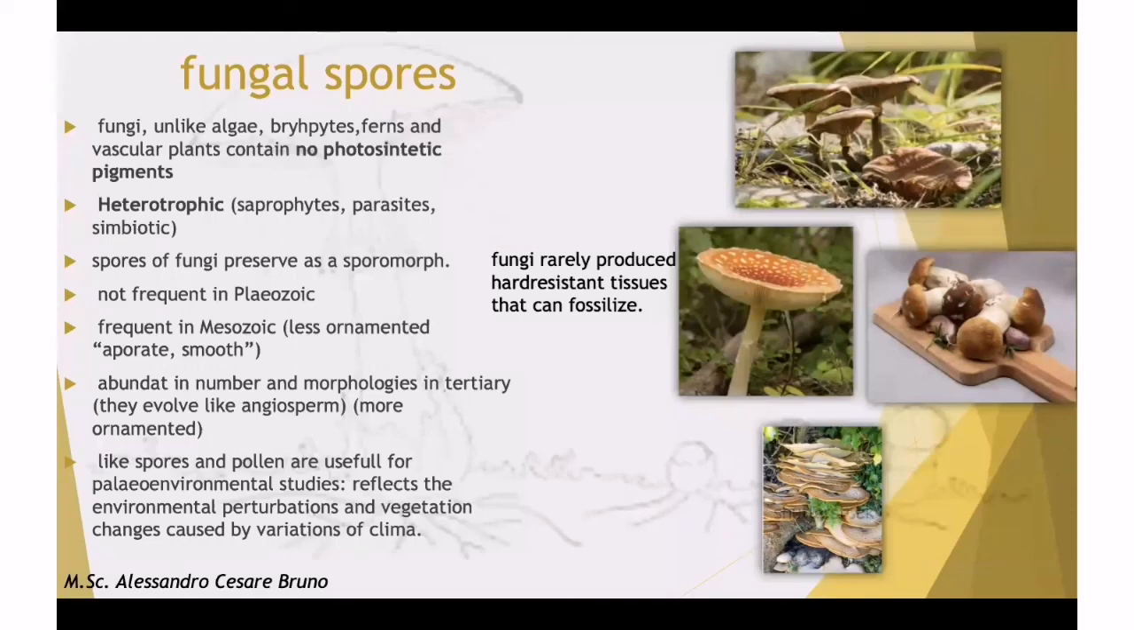They appear in the Paleozoic, but are not very frequent in the Paleozoic. They are more frequent in the Mesozoic. In the Mesozoic, they are less ornamented, and throughout the Tertiary, they evolve like angiosperms very quickly and very rapidly. Like spores and pollen, fungal spores are very useful for determination of the paleoenvironment, because fungal spores derive from fungi, and fungi, like terrestrial plants, live only in terrestrial environment. So they indicate principally a terrestrial substrate of sediment. And such as foreign pollen, they can reflect perturbation of the climate or biological perturbation on the land.